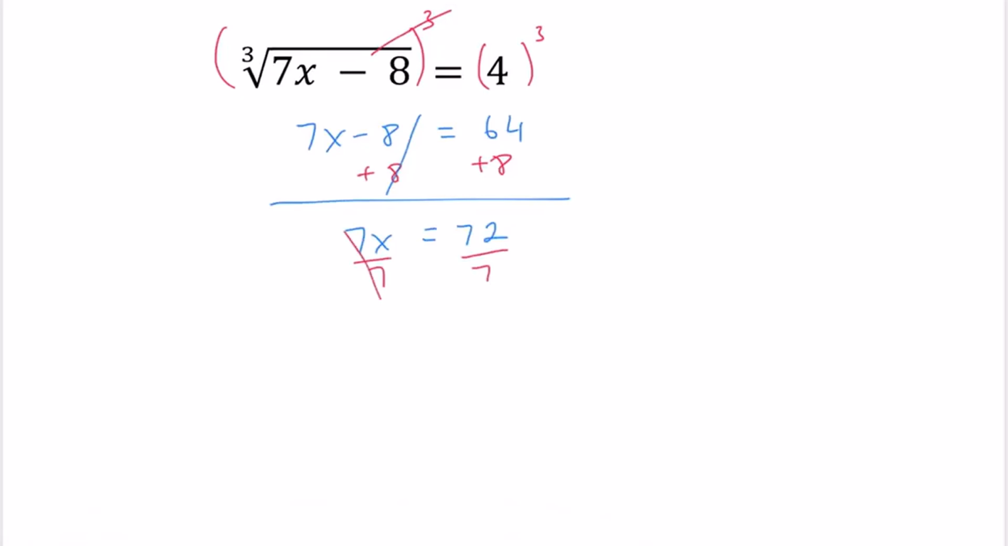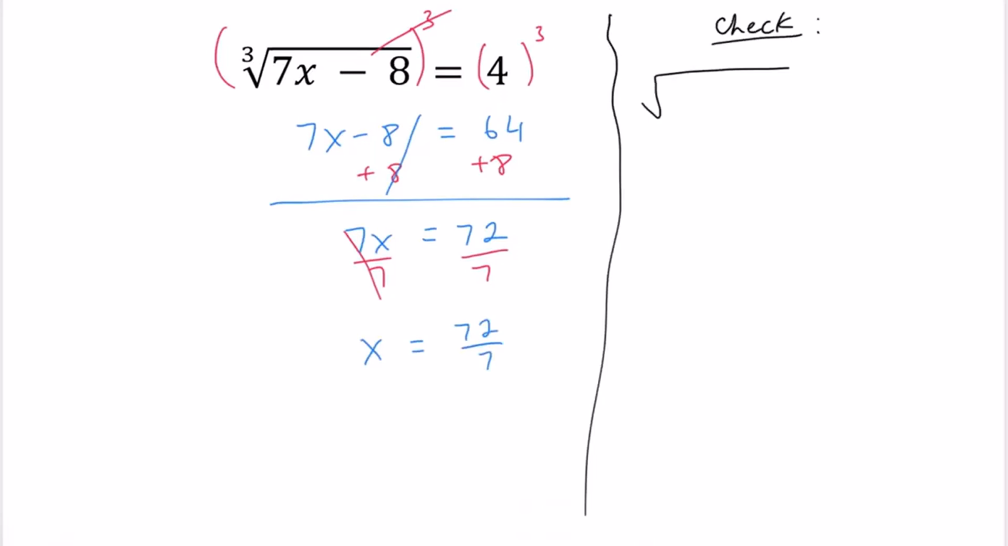Divide both sides by 7. So x is 72 over 7. We need to check our answer. So we have the cube root of 7 times 72 over 7 minus 8. Is this equal to 4?